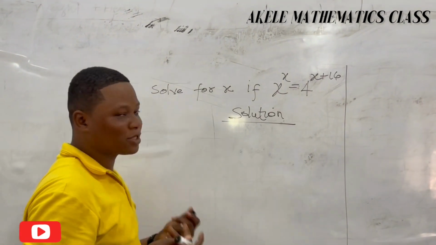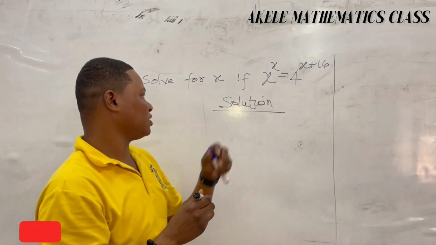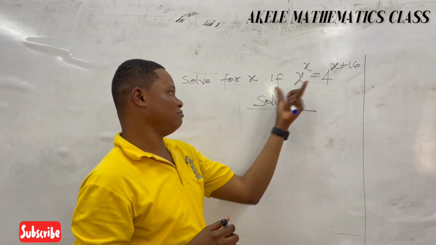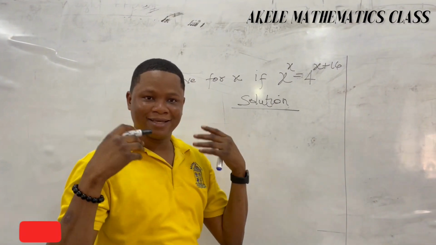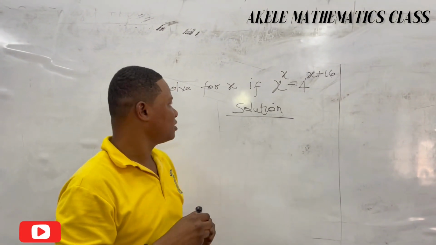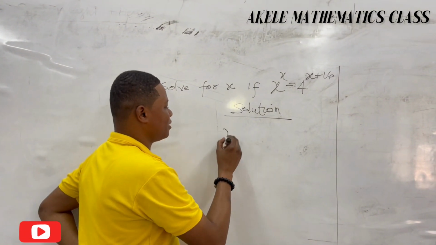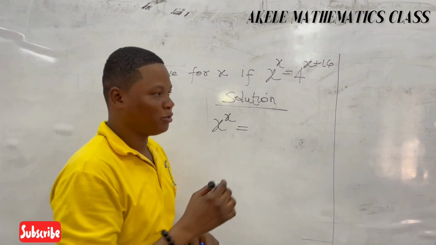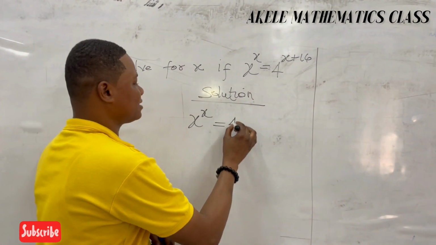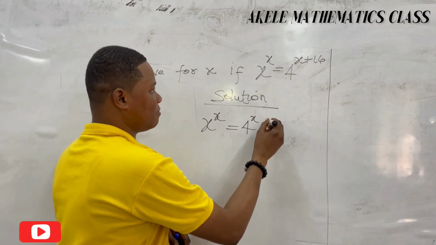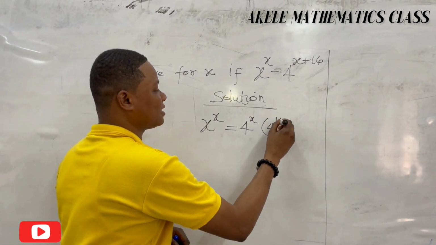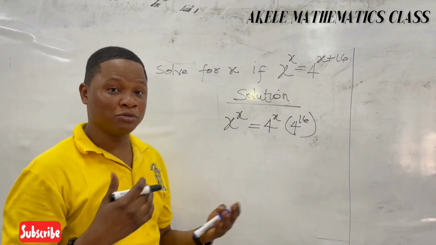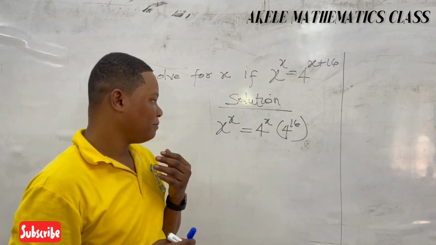So when you have x to the power x is equal to 4 to the power x plus 16, it's not easy to break it down. So you have to always think beyond the box. x to the power x equal to, in indices we know we can write this as 4 to the power x multiplied by 4 to the power 16. All right, still, how are we going to solve this problem?